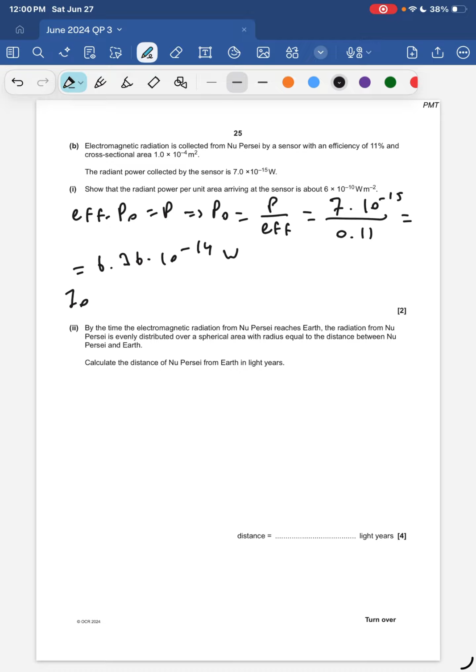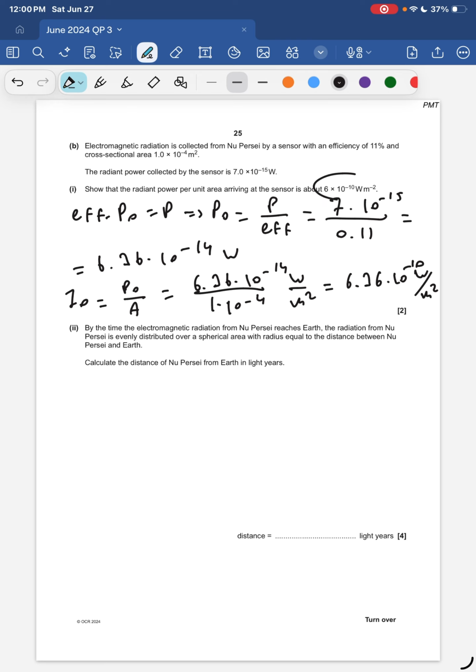And then the intensity received is I naught equals P naught over the area given, so 6.36 times 10 to the negative 14 watts over 1 times 10 to the negative 4 meters squared, which yields 6.36 times 10 to the negative 10 watts per meter squared, which is very close to what they are asking. Okay, so the trick here is to recognize that by dividing with the efficiency, we find the total power.